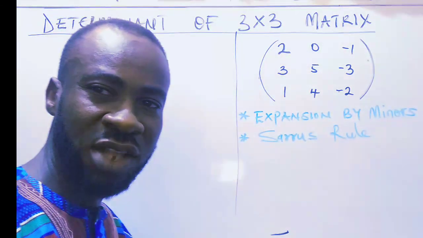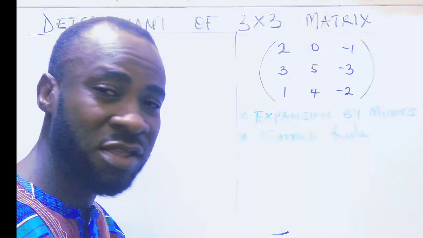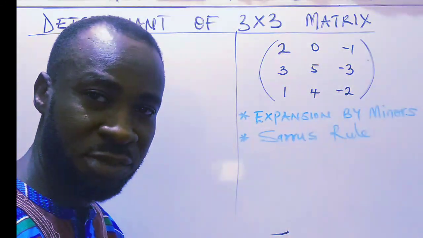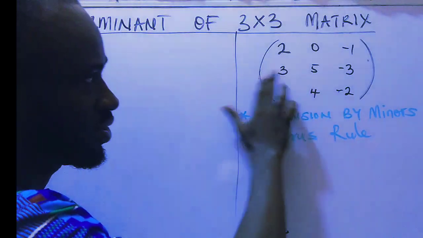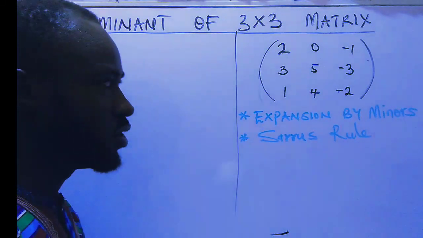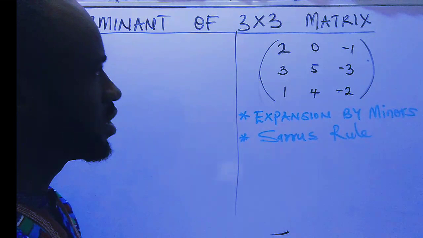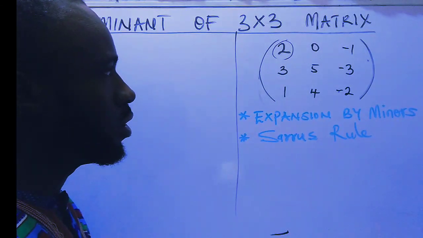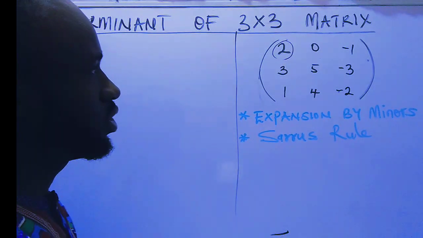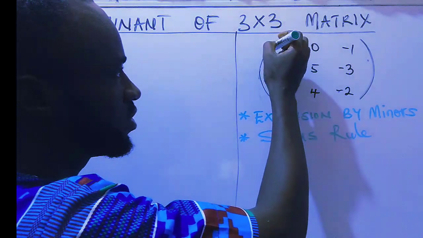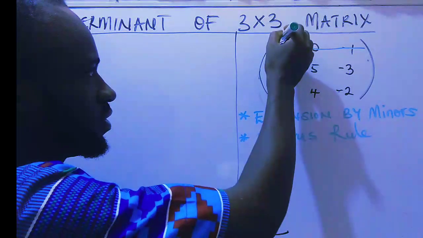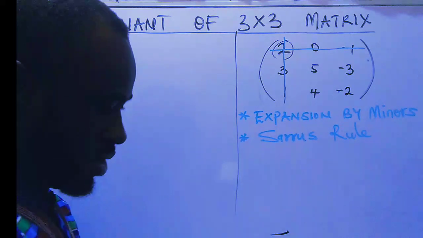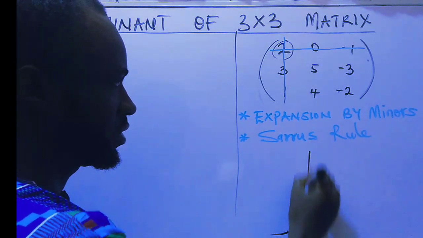Minors are actually the determinants you get when you cross out the row and the column of a given element. For example, look at this matrix. If I want to get the minor of 2, all I'm going to do is cross out the row that 2 belongs to, and cross out the column that 2 belongs to. What is left here, I will take their determinant.